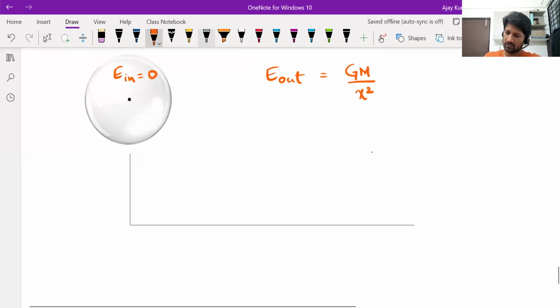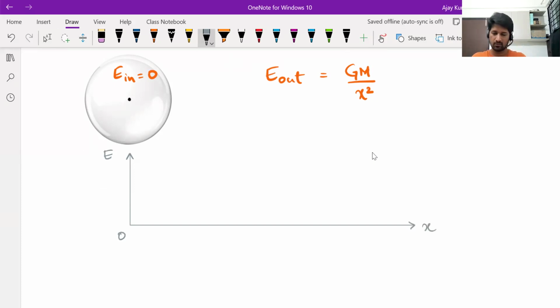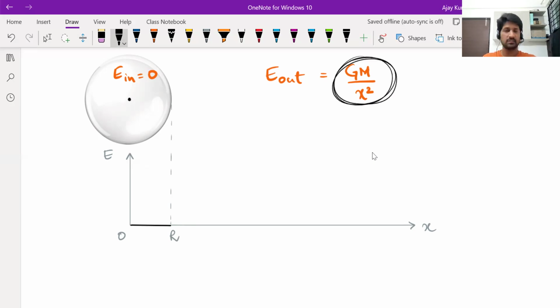Okay. So on the graph, what you're representing is the field strength on the y-axis and the distance from the center on the x-axis. Now, till the distance becomes equal to radius, we know the field is 0. Therefore, the graph will be along the x-axis itself. 0 gravitational field. Now, once you are on the surface or anywhere outside the surface, this is the formula that you need to follow. GM by x square.